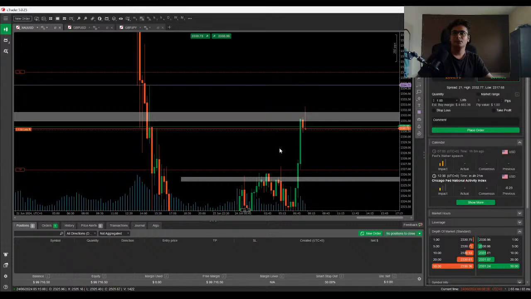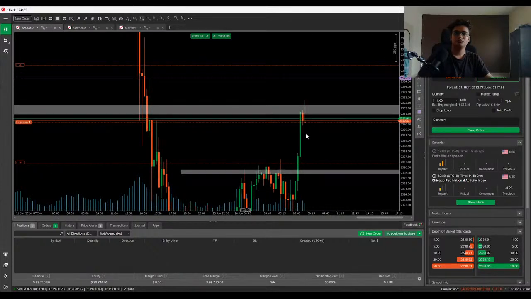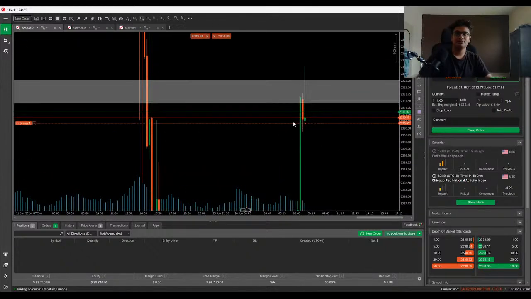Okay. Yep. Price is rejecting. It's flipping bearish. That's good. We are still not in the trade, because if you look at here, price has not yet broken the low of its own candle.